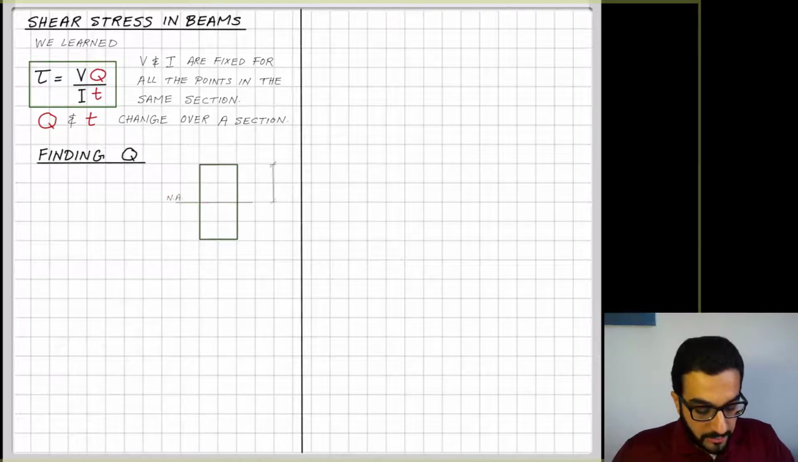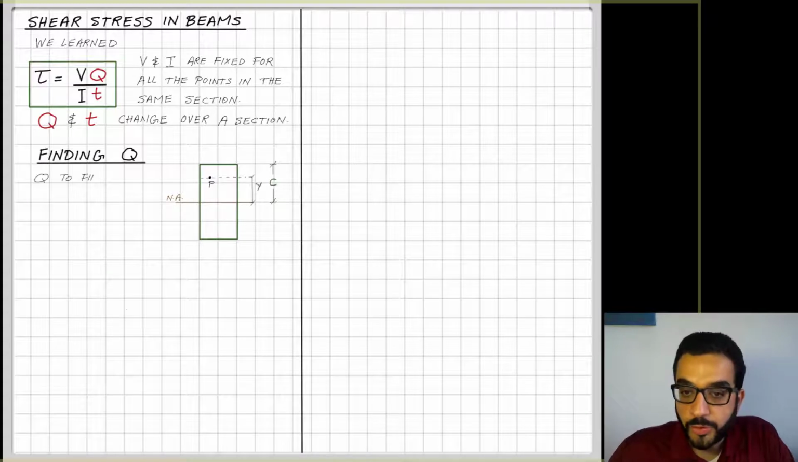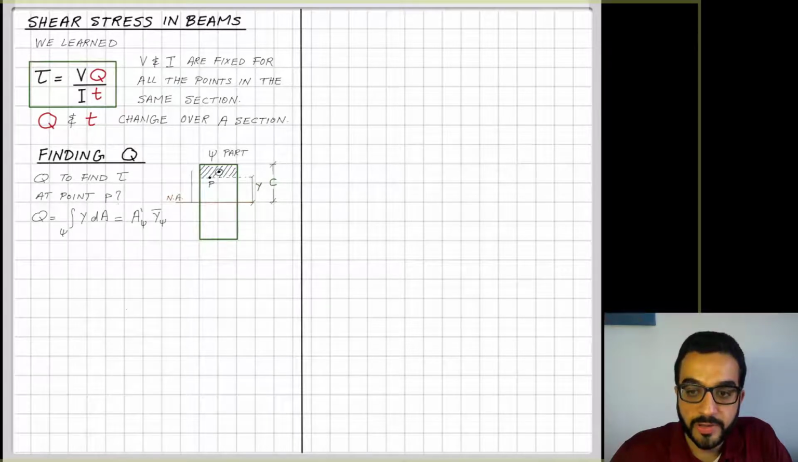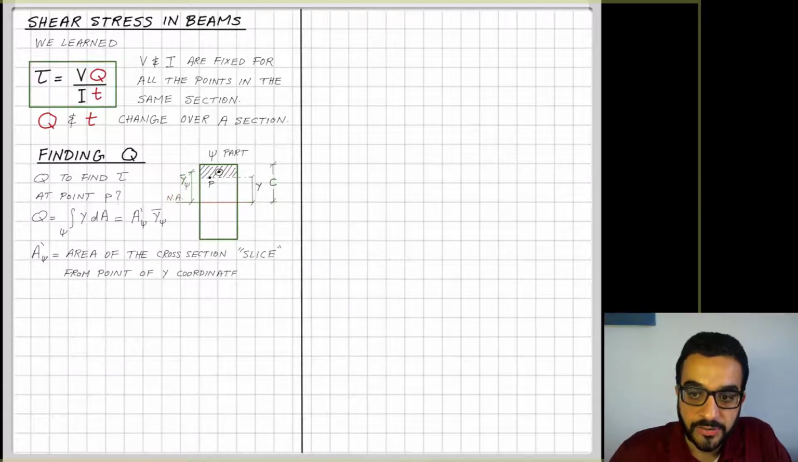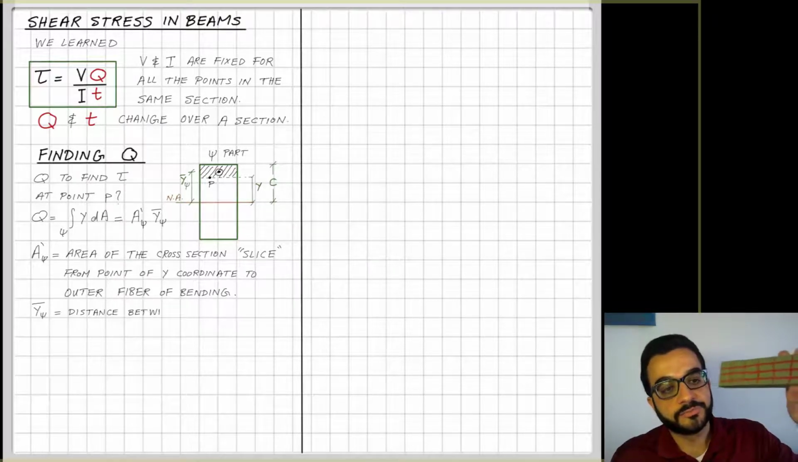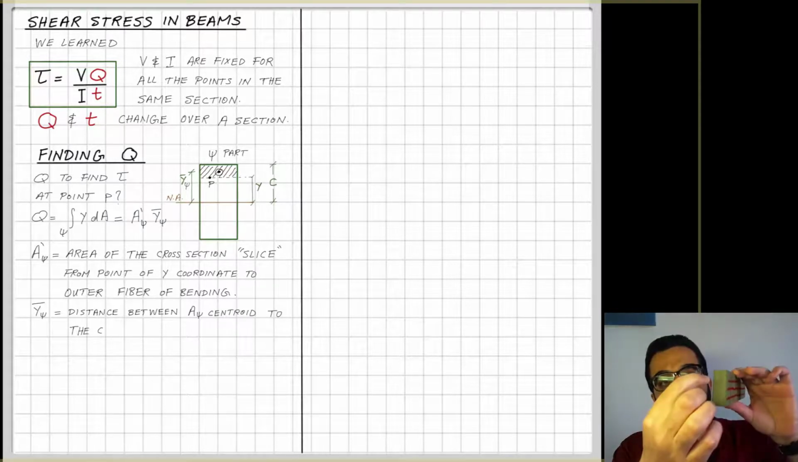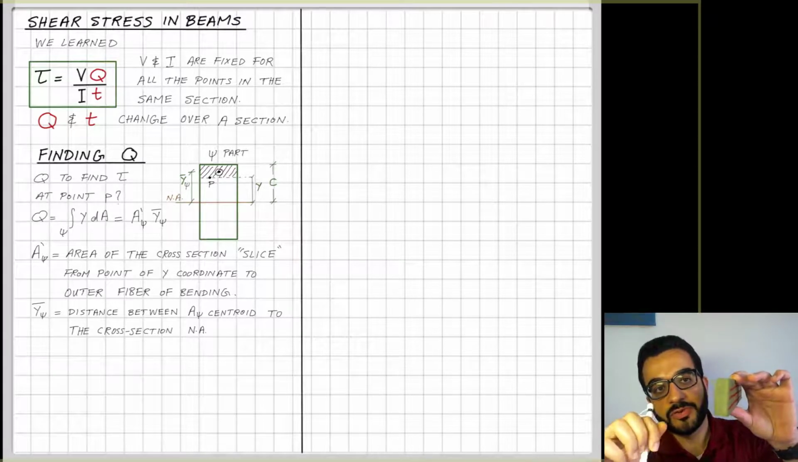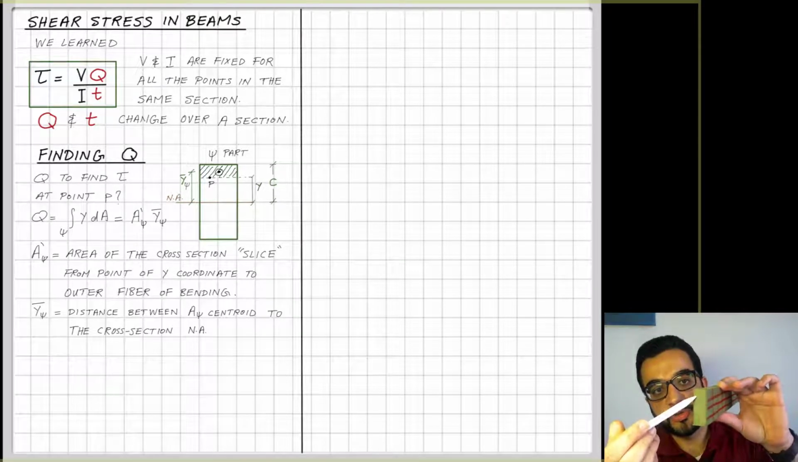If we are interested in finding Q here for point P, because we will be able to find tau at this point, Q is defined as the first moment of area of the shaded area here, what we call psi. This is the part that, if I slice the beam, and I look at the cross section, the point is somewhere here, like here.